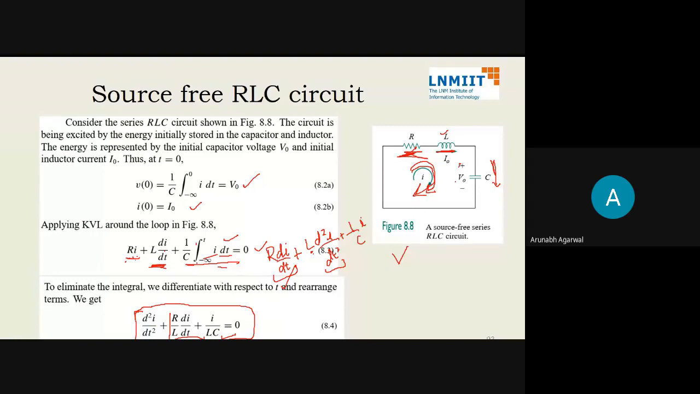So in this circuit, we initially had some voltage source, and after infinity, we removed it, and then we are analyzing this circuit. Now we are saying it is a source free circuit, and because there was some initial voltage and current and now there is no source, those voltage and currents will redistribute. They will redistribute and we have to see how they are behaving.